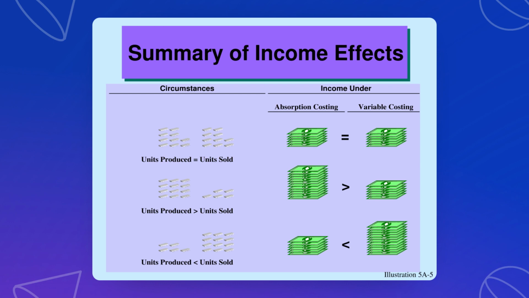How about naman if the unit produced, alright, is less than the unit sold? Possible ba yun, sir? Yes, possible naman yan, if we have a beginning inventory. Possible naman siya if you have beginning inventory. So, if the unit produced is less than the unit sold, mas malaki dapat ang income ng variable. Mas maliit ang income ng absorption costing by the variable costing.